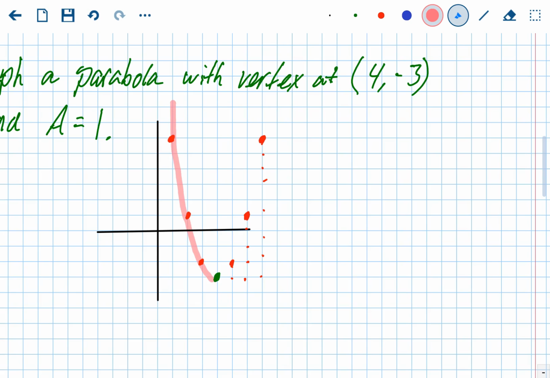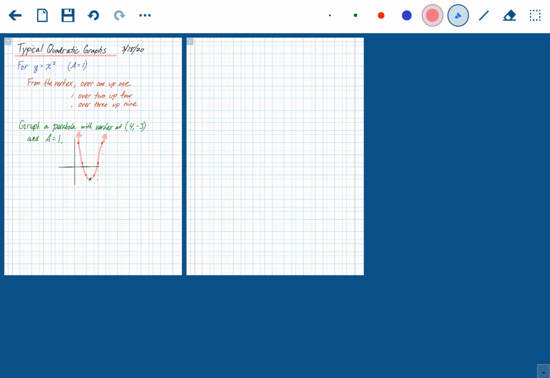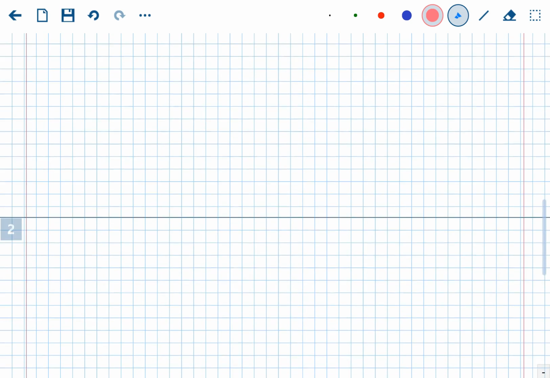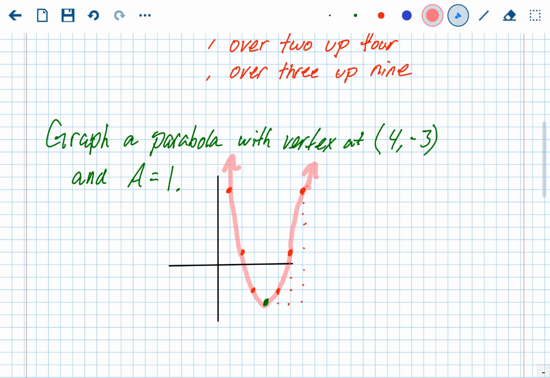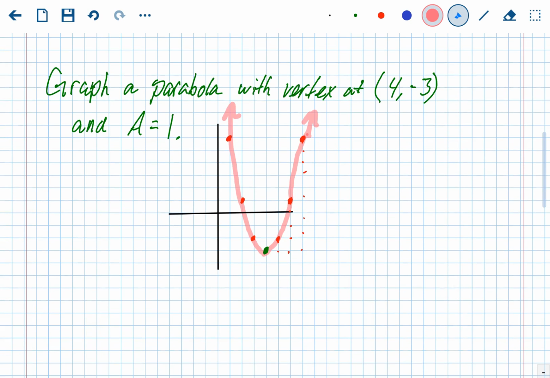So that's just a shortcut of plugging in. Anytime a is 1, it's always going to be over 1, up 1, over 2, up 4, over 3, up 9. Now, of course, if the parabola is opening down, those ups are going to turn into downs. Over 1, down 1, over 2, down 4, over 3, down 9. So that's if a is -1.